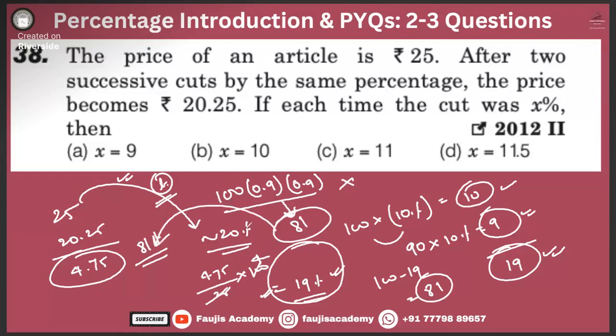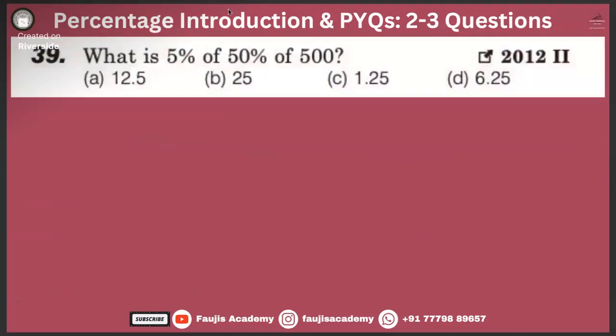So this and this value are same. That means B is your correct answer over here. Shall we move to the next question? Yes. What is the answer? Without using pen and paper, tell me what is the answer.